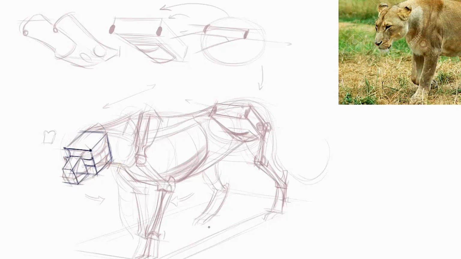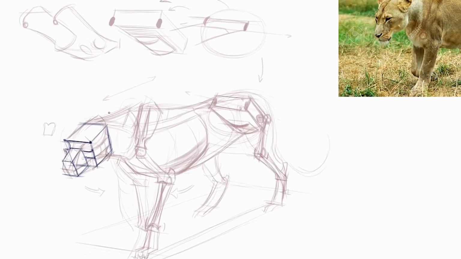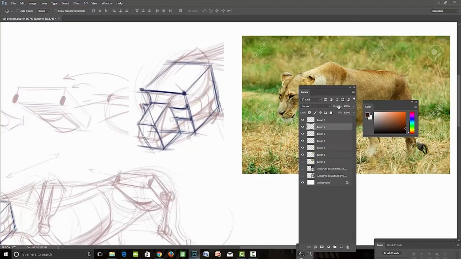And that gives you two forms, which I think are useful in cats because since their heads are always low, it can be difficult to see the foreshortening at times in that area. So that's the basic structure.